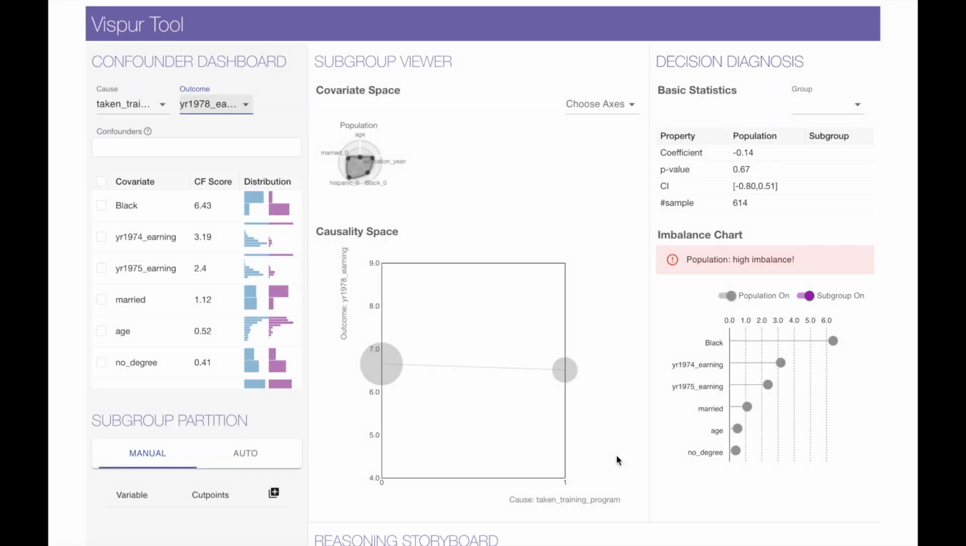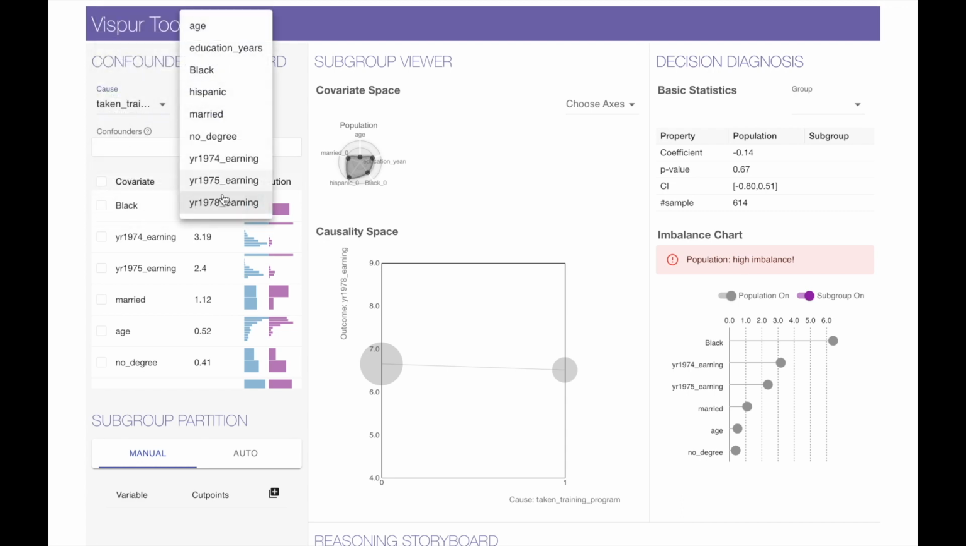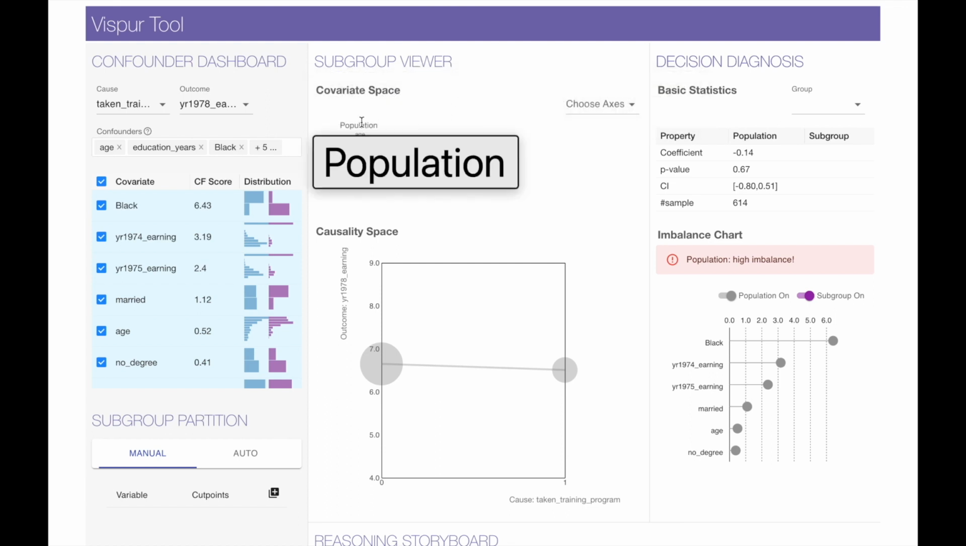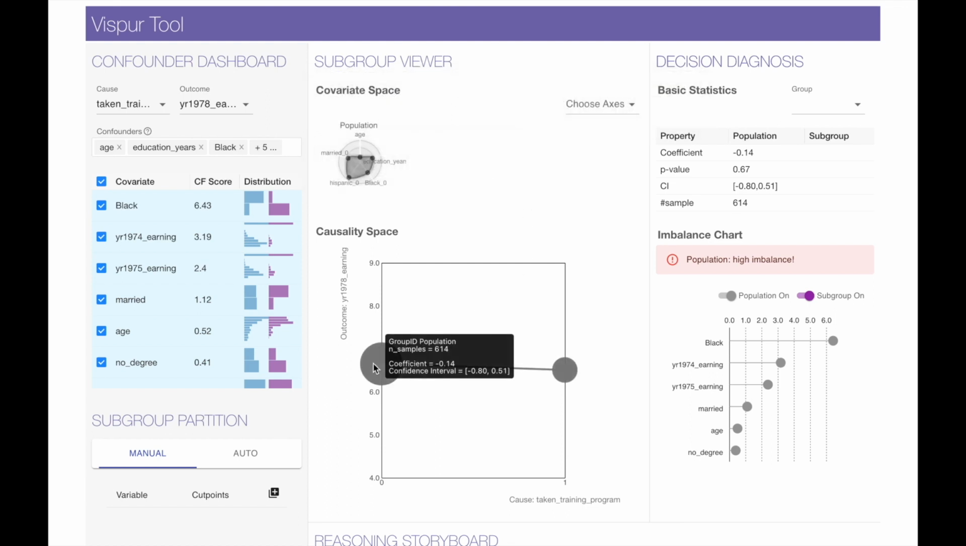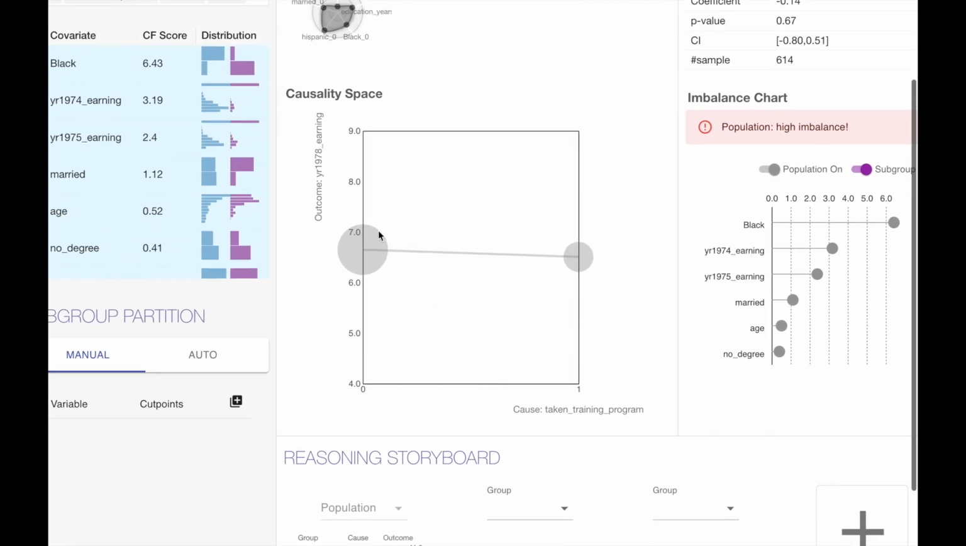To see how VISPUR works, let's take the aforementioned scenario of a job training program. The goal is to investigate if a job training program helps individuals to earn more money. Here we have data loaded with cause and outcome variables set up. In the confounder dashboard, the untreated and treated groups differ from each other in terms of ethnicity, past earnings, and marriage status. When checking subgroup viewers and only seeing the population level diagram, we can see the left circle is larger than the right one, suggesting more people chose not to participate in the training program.